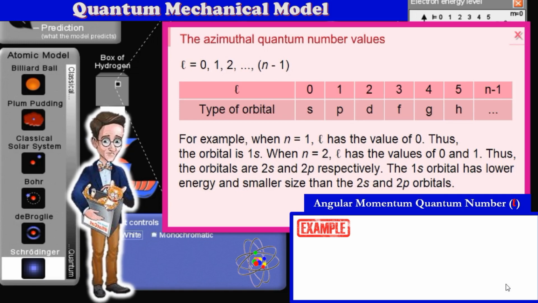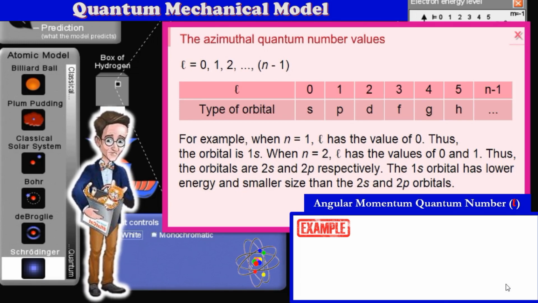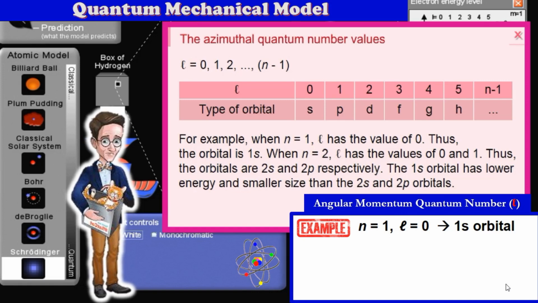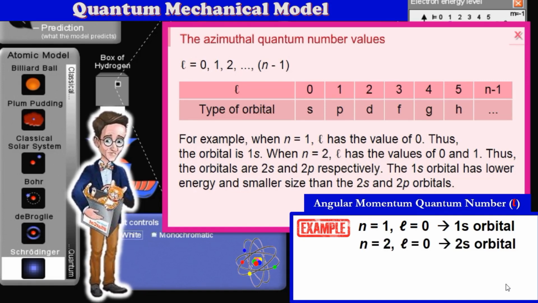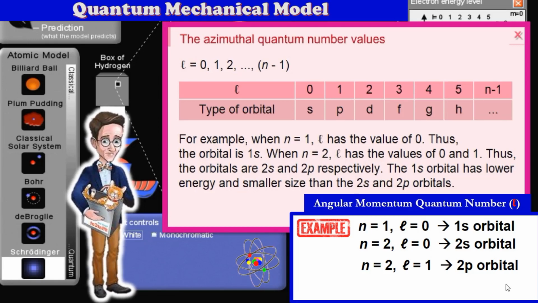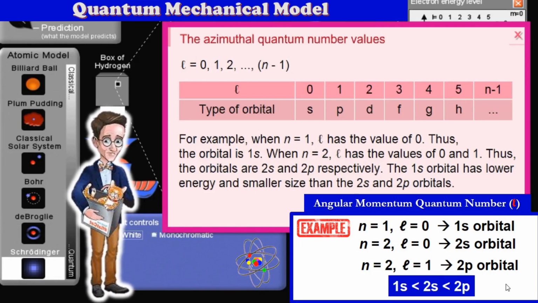For example, when n equals 1, L has the value of 0. Thus, the orbital is 1s. When n equals 2, L has the values of 0 and 1. Thus, the orbitals are 2s and 2p respectively. The 1s orbital has lower energy and smaller size than the 2s and 2p orbitals.